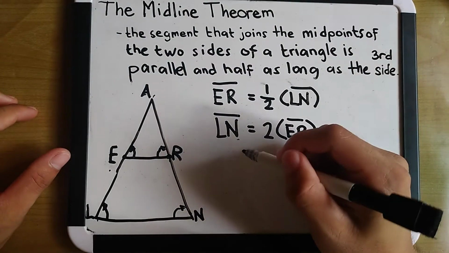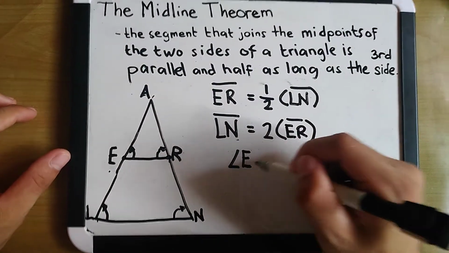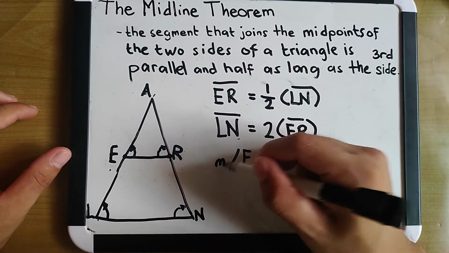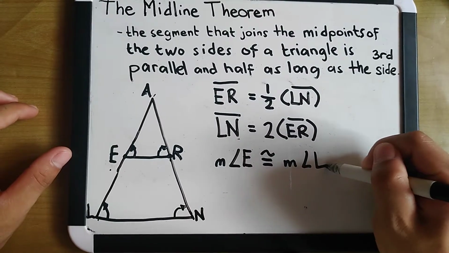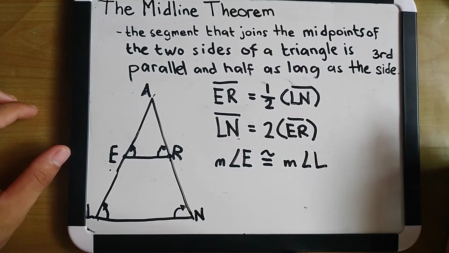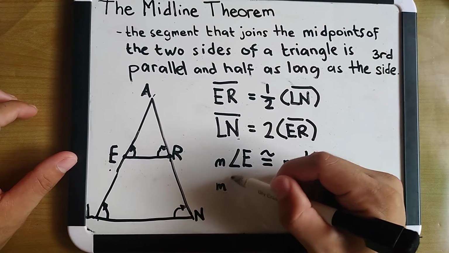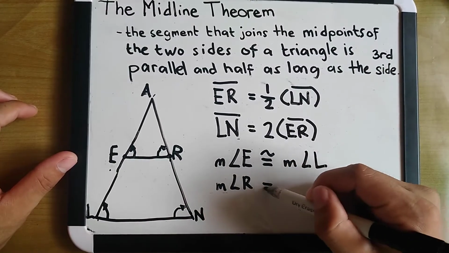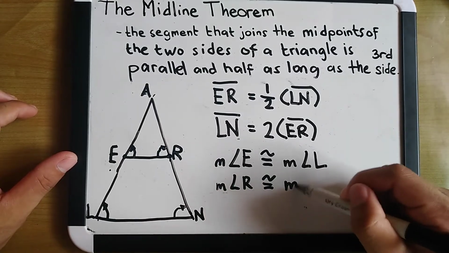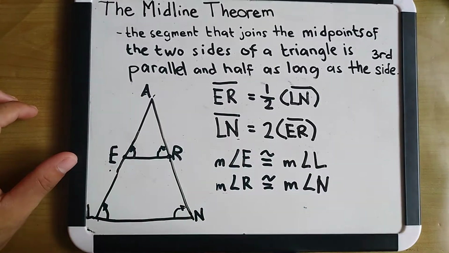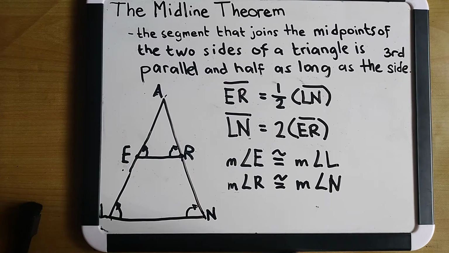Now let us write it into an equation. The measure of angle E is congruent to the measure of angle L. At the same time, the measure of angle R is also congruent to the measure of angle N. Now we have established the relationship of the mid-segment to the third side of the triangle, and we have also shown that the interior angles formed are also equal.